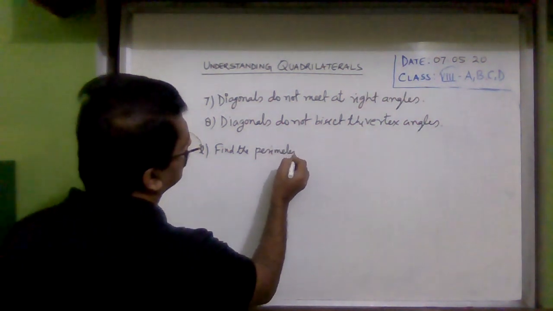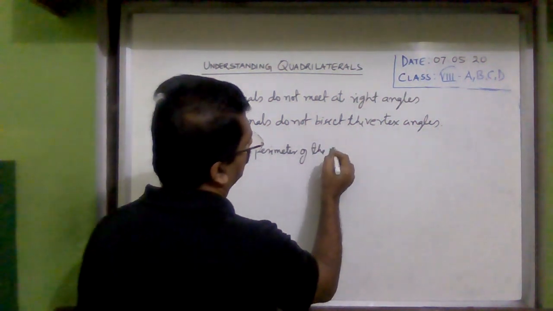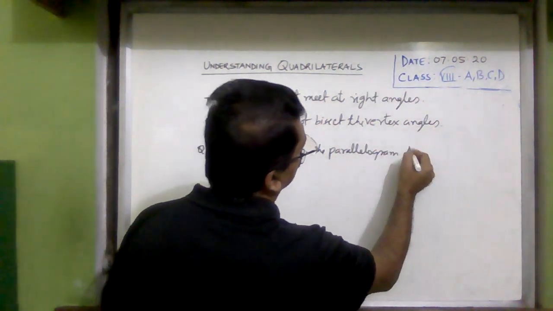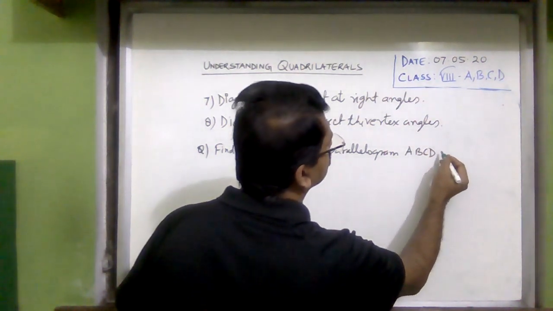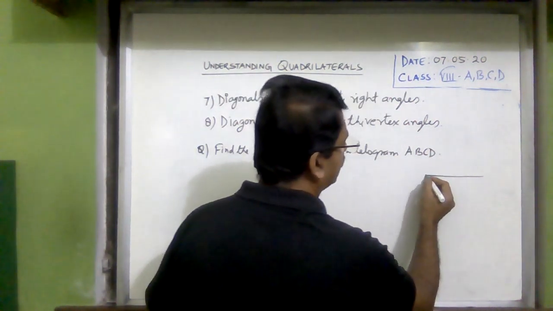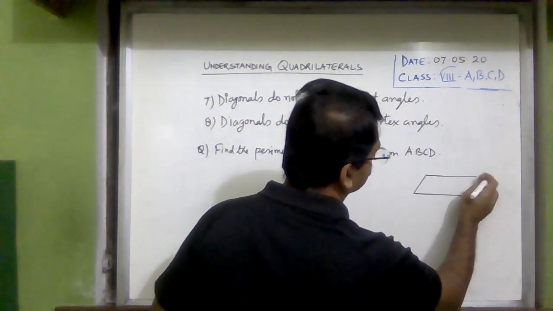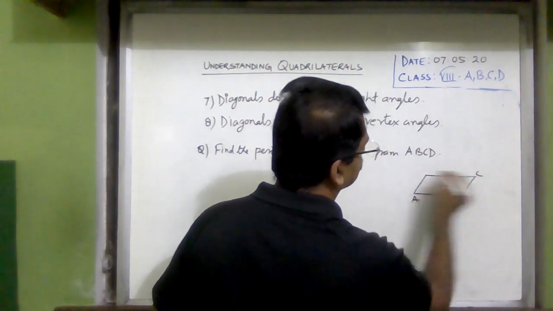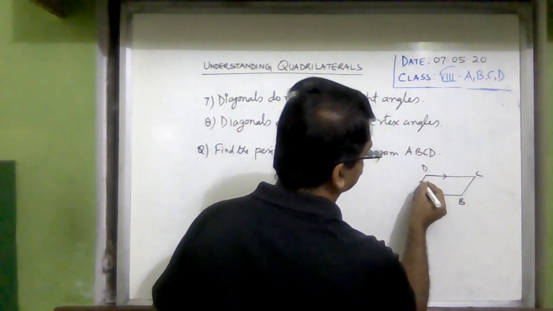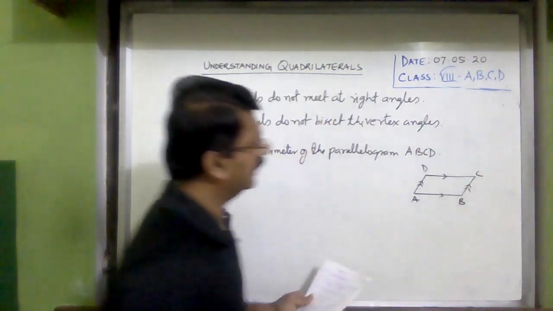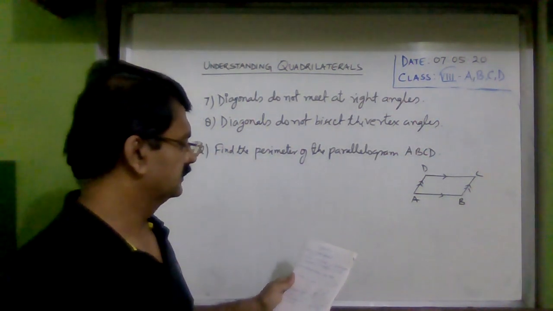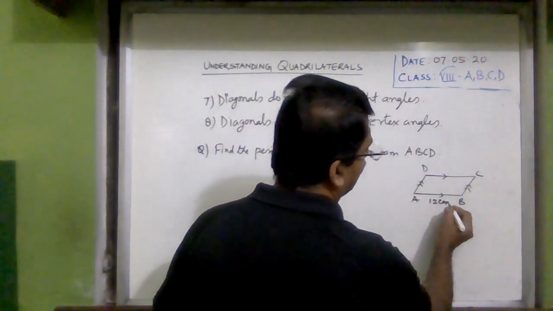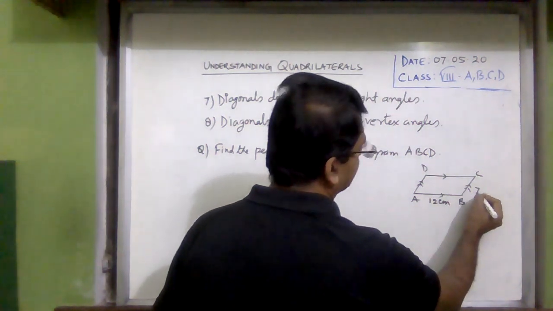Find the perimeter of the parallelogram ABCD. Now the parallelogram is given here like this. They have given that the length of AB is 12 centimeter and the length of BC is 7 centimeter.